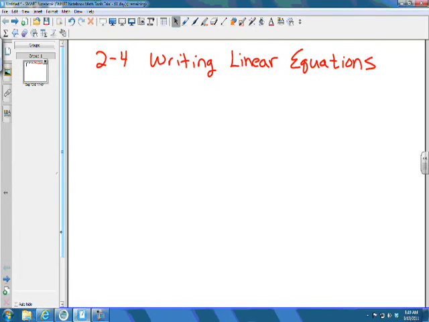All right, section 2.4 starts on page 79. We are writing linear equations. Some of you will find this pretty simple. Some of you may struggle a little bit, but I've got to make it as simple as I can, as clear as I can. Just pay close attention.